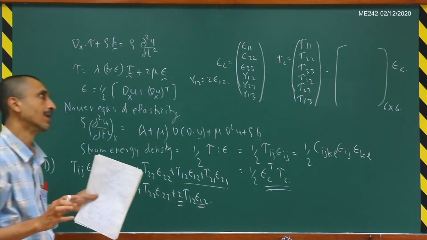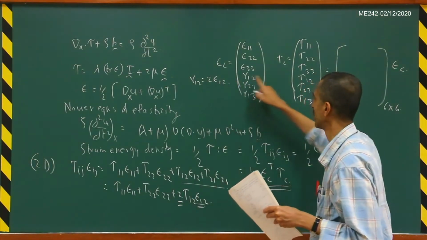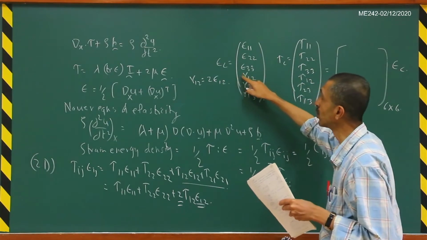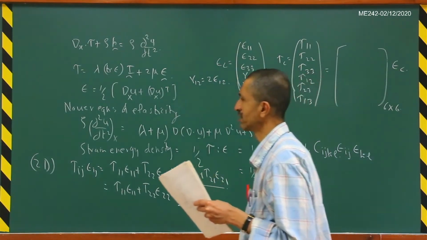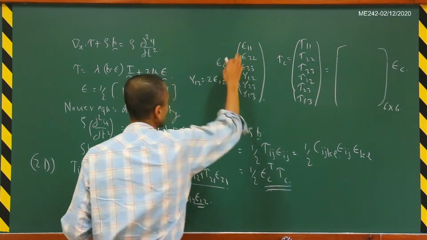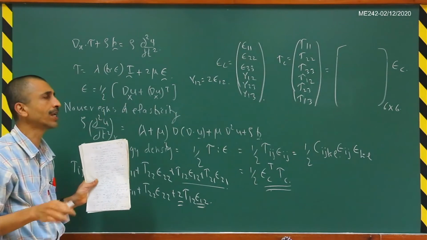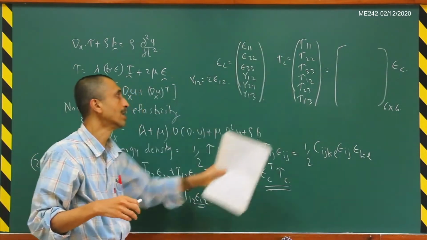Now this is just a matter of convention. You could have absorbed this 2 factor in the tau 1 2, or you could have made it root 2 here and root 2 here, and various combinations are possible. But this is accepted as a convention throughout the engineering community. So we call this an engineering strain, and this is the actual stress.